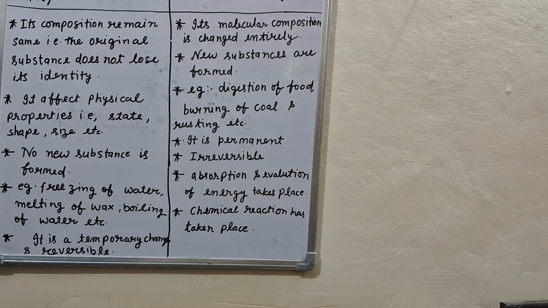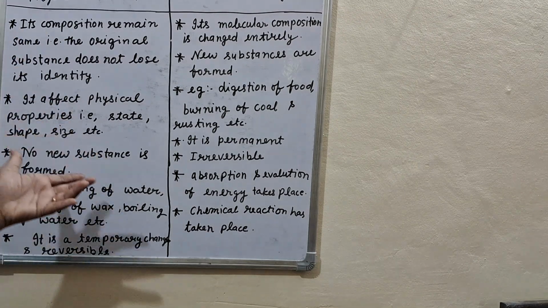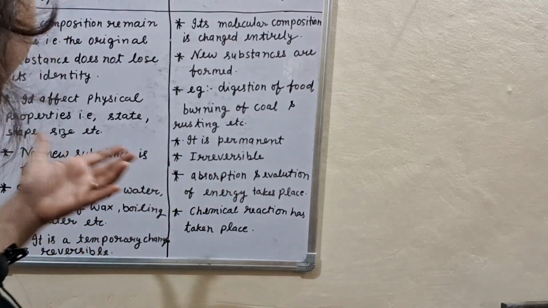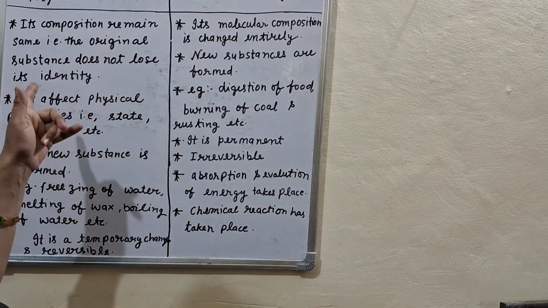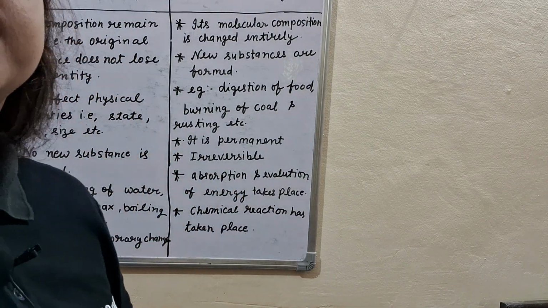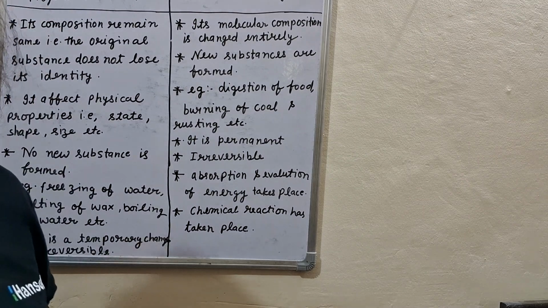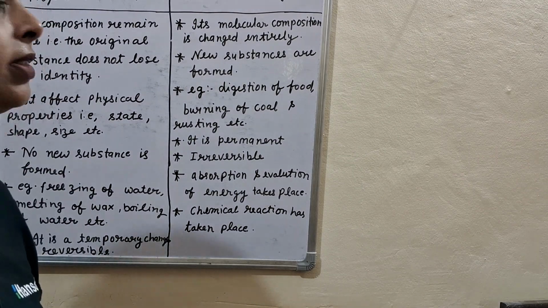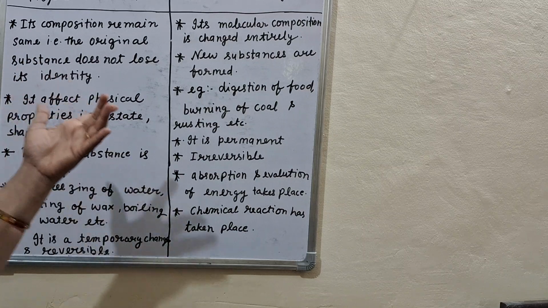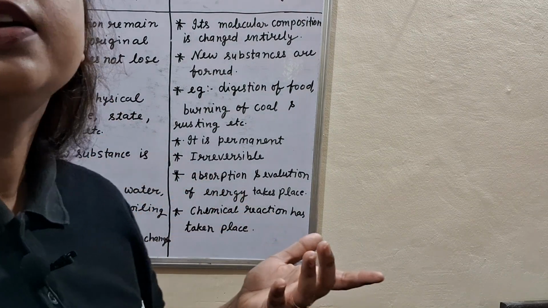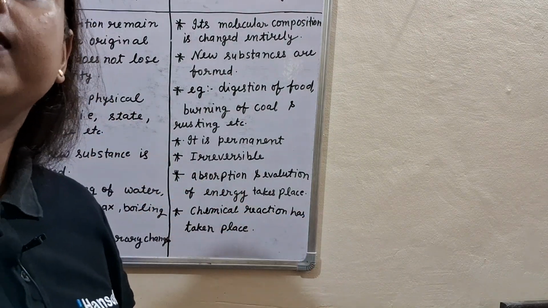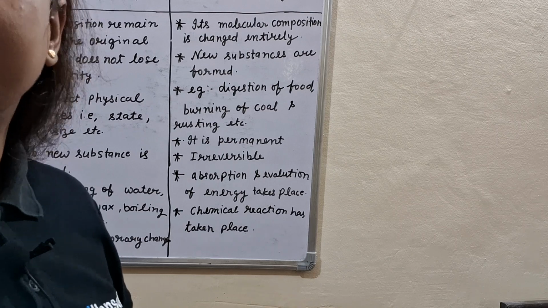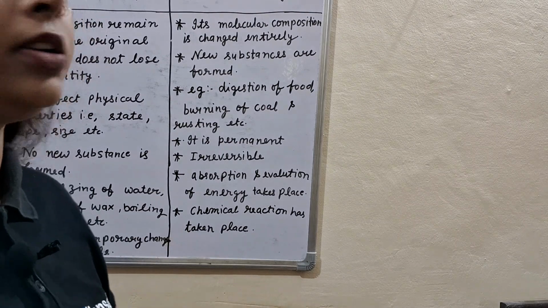And what happens in physical changes? Some points are given below. What happens in our physical changes? Its composition remains the same. You can say that in physical changes, the composition is not converted into any other form, it remains the same, and the original substance does not lose its identity. The original substance always remains in its same identity.